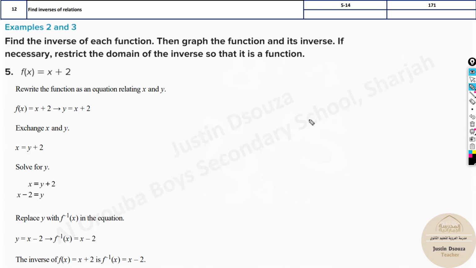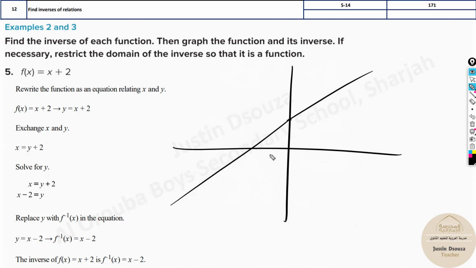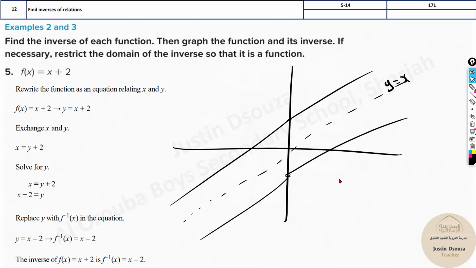If this is the x coordinate, plus 2 is somewhere over here. It will be like this since the slope is 45 degrees. Now the inverse is x minus 2, it'll just be at minus 2. Always they are reflected along the y equals x line. If this is the y equals x line, the inverse functions are reflected along that. Even exponential and log functions are called inverse functions because they are reflected along this line.